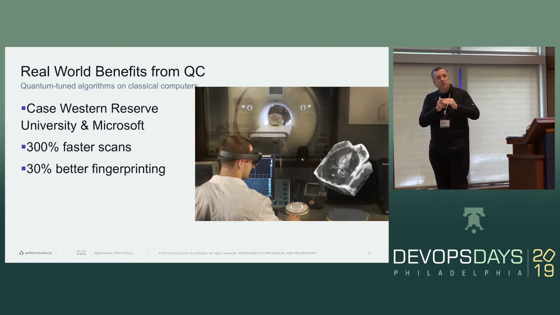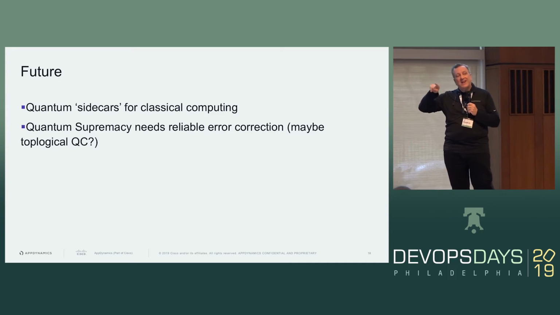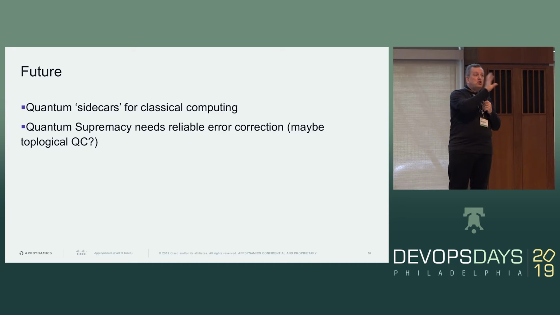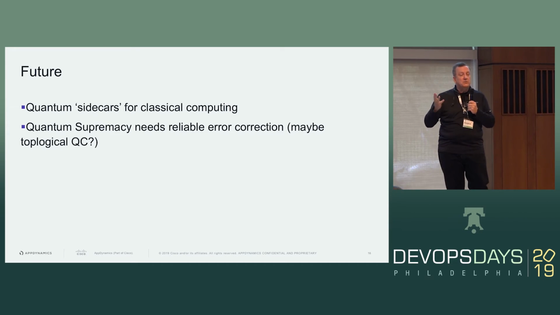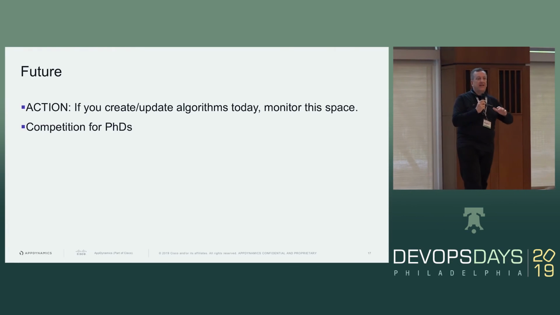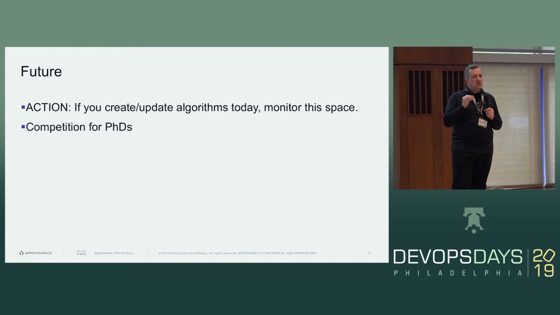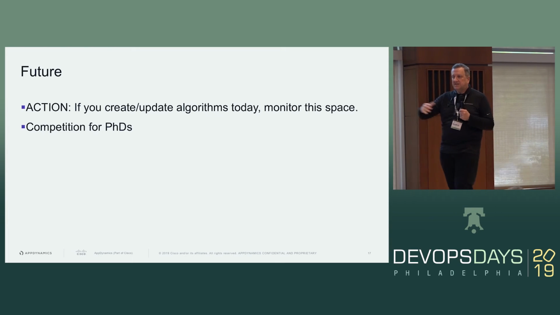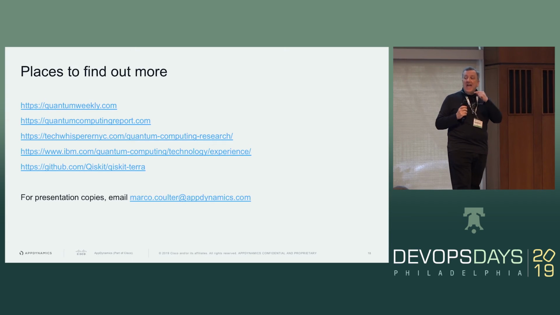As they're tuning algorithms to run on these crazy error-prone quantum computers, they're improving the algorithms. In that last example, where in a hospital they tuned these algorithms on quantum computers, they worked out that the algorithms were much more accurate when running on classical computers as well. What's the future here? Quantum will be a sort of sidecar, like a graphics card or something like that, except extremely big. The impact of this is that there's a lot of competition for PhDs. Colleges and universities are complaining because businesses are hiring out the PhDs for when quantum computing kicks in. So as I say, if you're creating or updating algorithms today, have a look at this space.